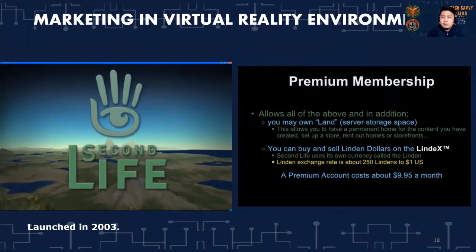So yung Second Life uses its own currency called Linden. Linden exchange rate is about 200 Lindens to $1. So may payment siya kung gusto mong mag-create ng content and then mag-buy and sell doon sa platform na Second Life.